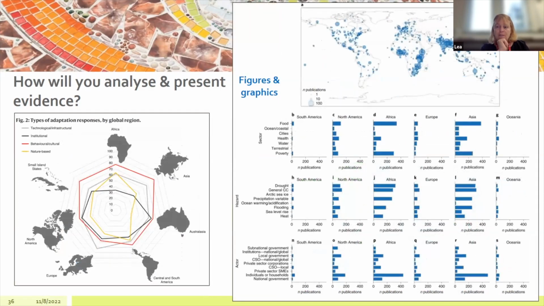You can also get fancier. On the left, this is number of articles based on different region and adaptation response. And on the right, it's basically a bunch of different graphics mapped together. So you can get visually creative about it. It's nice to think ahead of the types of things you might want so that you collect data appropriately to be able to do this.